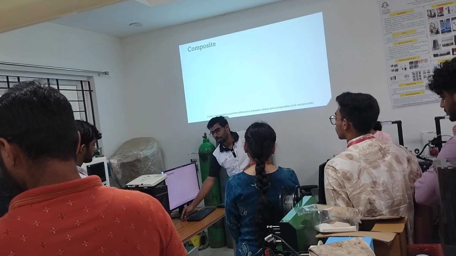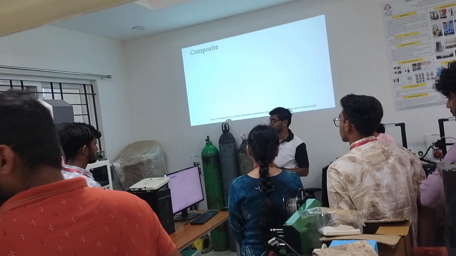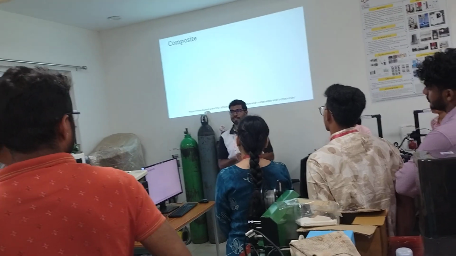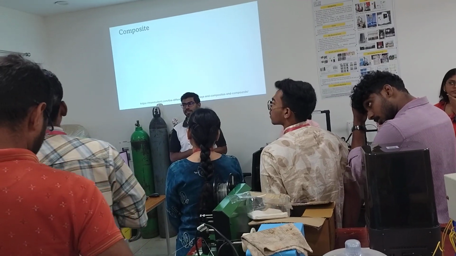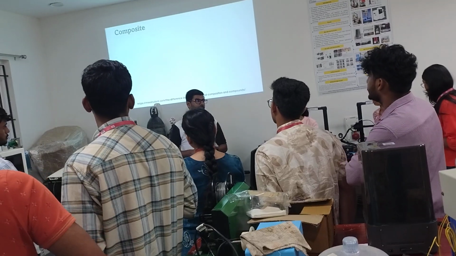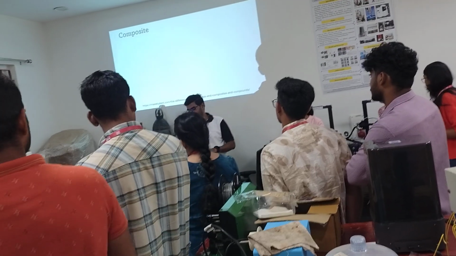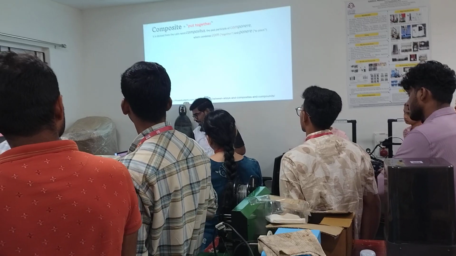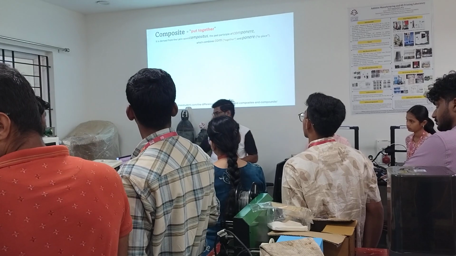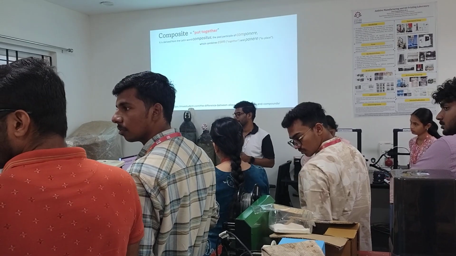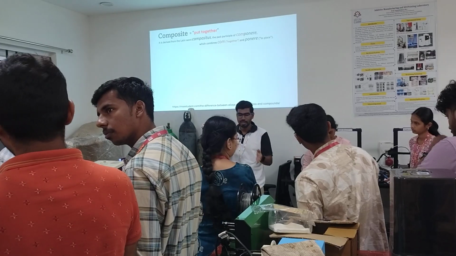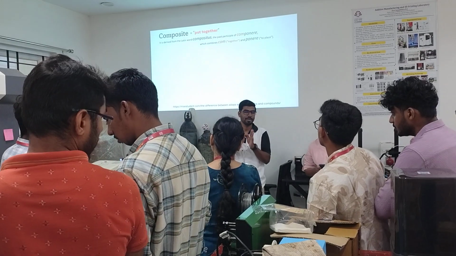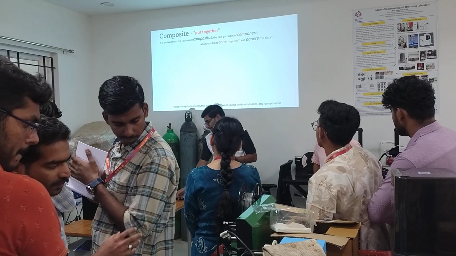So what actually is a composite material? Can anybody give a small definition? What actually is a composite material? Mixture of two or more different materials. Okay, so it is basically put together. The word composite has been taken from the Latin word compositus, where com means together and ponere means to place. So two materials have been placed together as the basic understanding of composite.